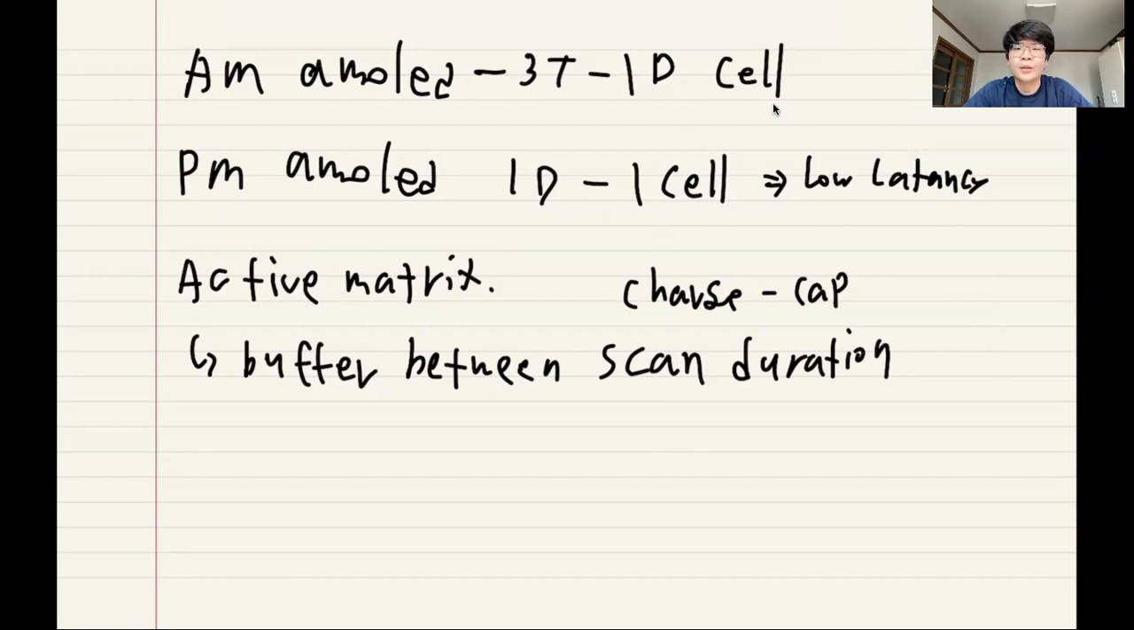The PM diode is cheaper because it consists of only 1 cell. However, it has high latency, so nowadays we use active matrix. The benefit of using active matrix is that there is a capacitor, a storage capacitor, so it can buffer between the scan duration.